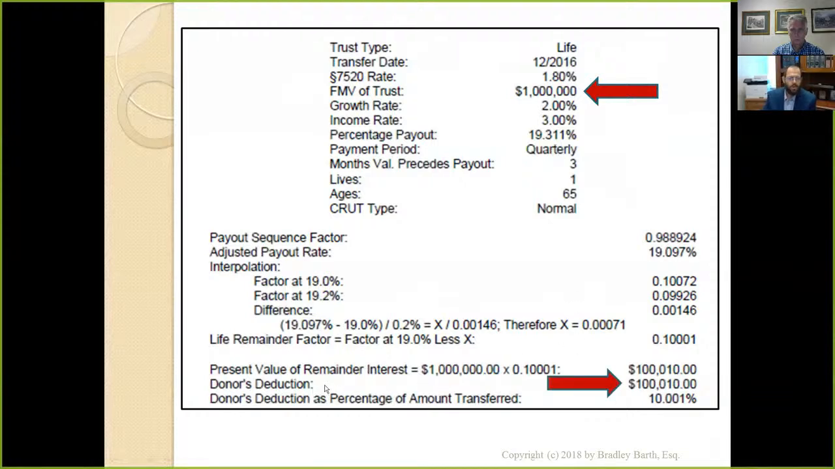Here is my donor's deduction. Remember, 10%. You get a 10% charitable deduction. We put in $1 million up on top, and we get a $100,000 charitable deduction. That now goes on our present income, our 1040, and rolls over for 5 years. So again, you're getting an immediate income tax deduction, which means more money in your pocket.